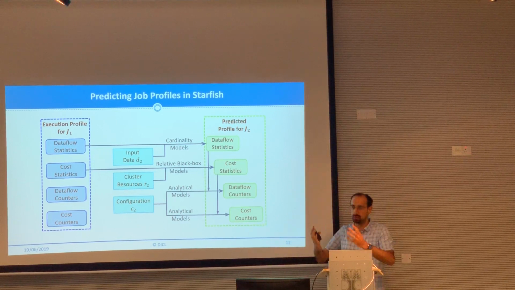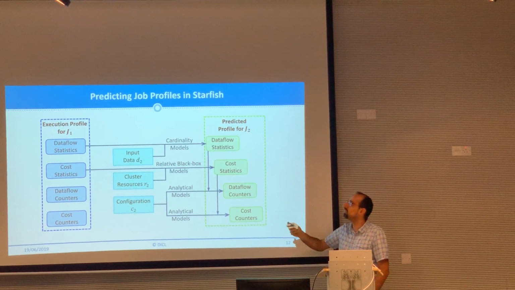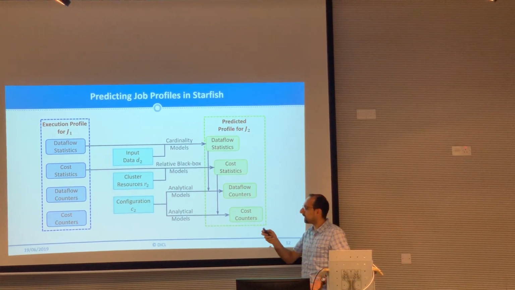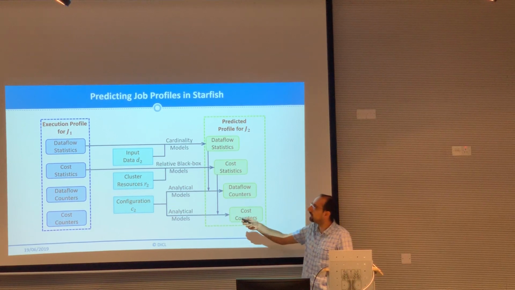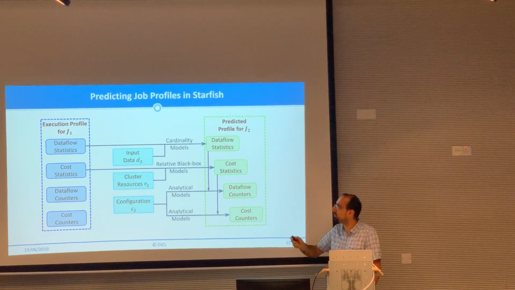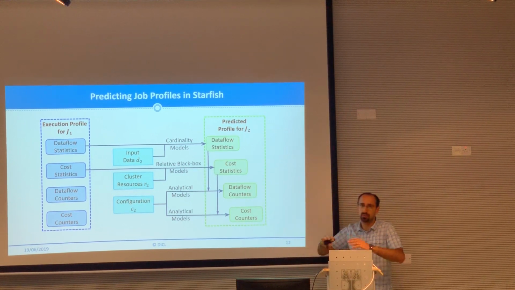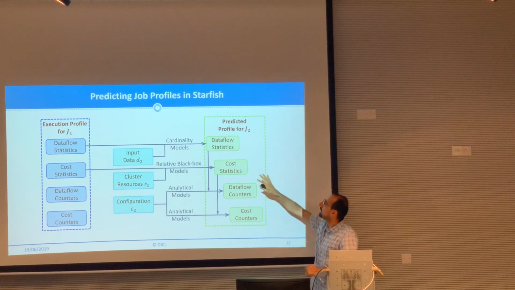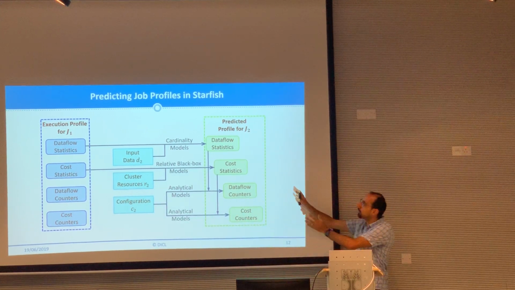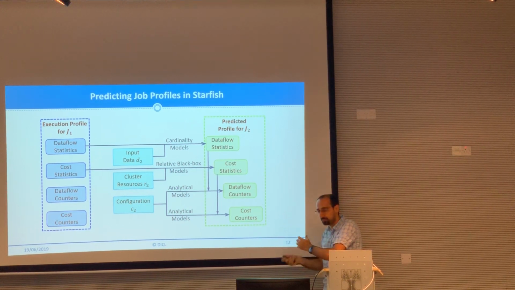So we used a combination of models ranging from some classical cardinality models inspired from the database field to relatively black box models, analytical models, and so on. The idea was that given an execution profile, based on a particular set of input data, cluster resources, and configuration, and of course using the models, we can build a predicted or hypothetical execution profile for a job while being executed on these types of settings, right? So this hypothetical execution profile will give you a very good idea of how this particular job would perform.